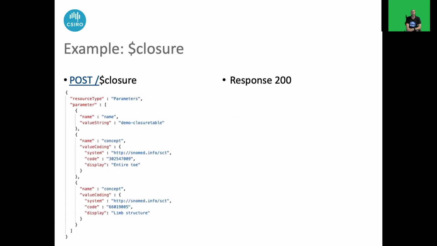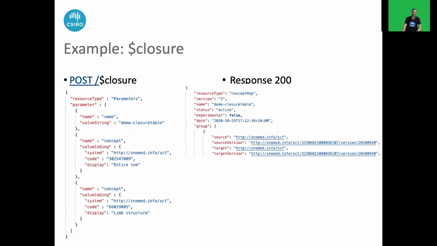In this next step, we're going to pass in 2 more codes. So we're going to pass in, once again, a parameters resource with the name of our closure table. And we're going to pass in the entire toe concept and the limb structure concept, in addition to our hand structure that we already had in there. And when we do that, the server comes back with a concept map. I've broken up this concept map into 2 pieces because it's a bit big.